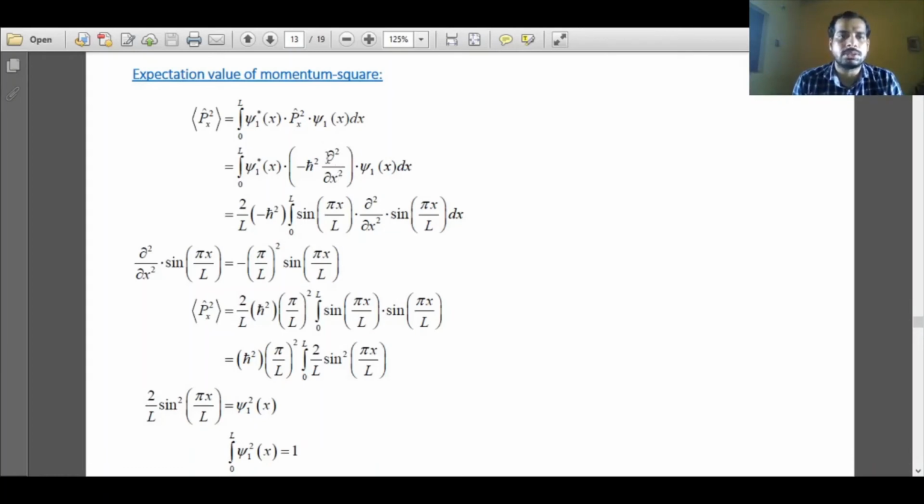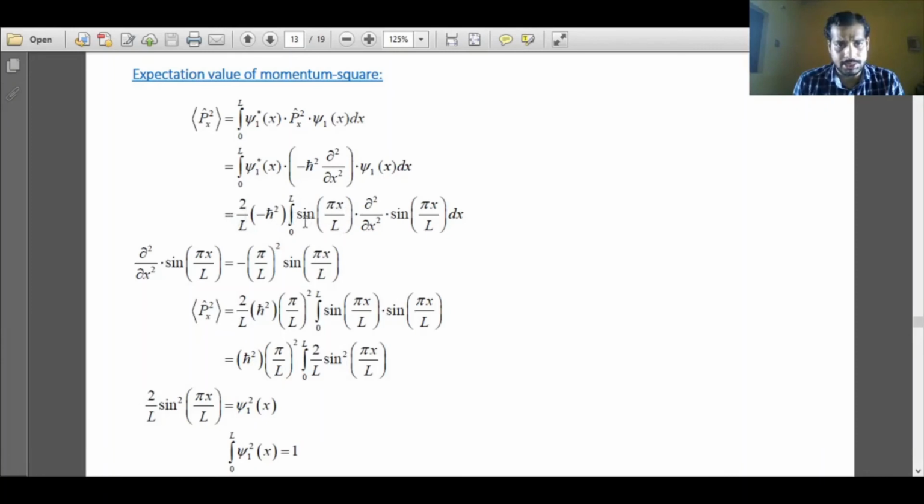So what is my expression for the expectation value of momentum square? Again I will take the first eigenstate, that's why I am writing psi 1 star x and then the momentum square operator px square, psi x dx. So instead of psi 1 star x, I will write the wave function for the first eigenstate, root over 2 by L sin n pi x over L. So 2 by L goes out of the integration. There are two root over 2.